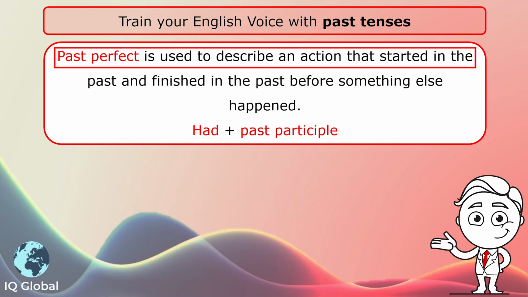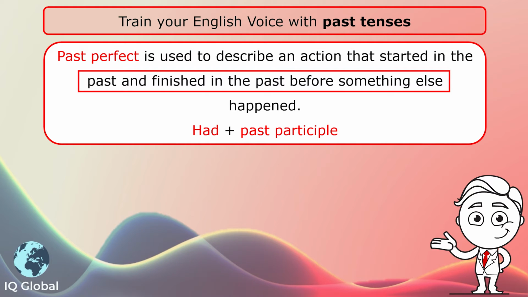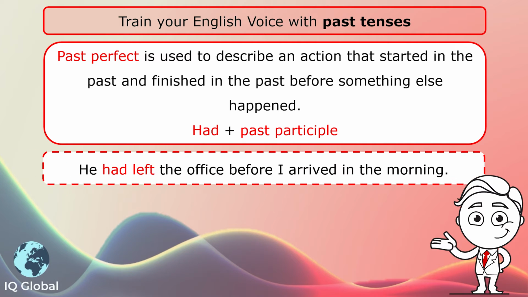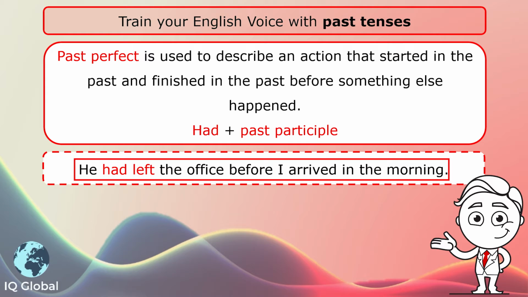The past perfect. We use this to describe an action that started in the past and finished in the past before something else happened. And we form this by using had and the past participle. For example, he had left the office before I arrived in the morning.